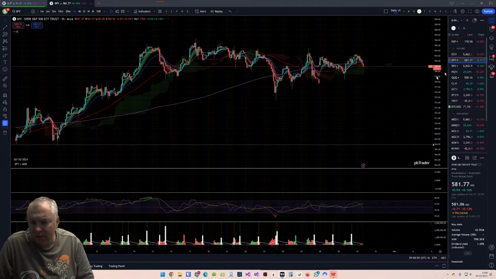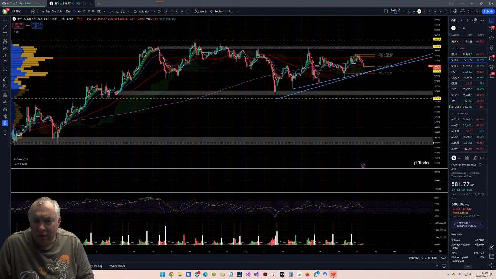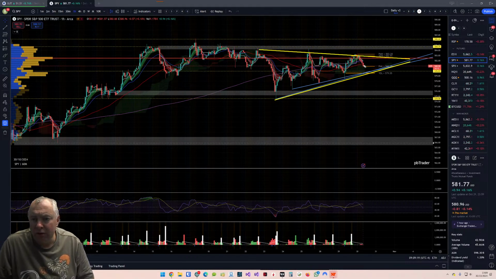SPY again is setting up that same pattern. So that was the trend line I took yesterday. Actually, it came straight through, it poked through it, came back out. So let's get rid of that one, and we've got this pattern forming again. Could do the same. We could see it just bounce down.